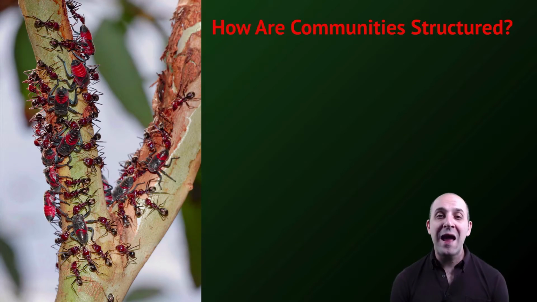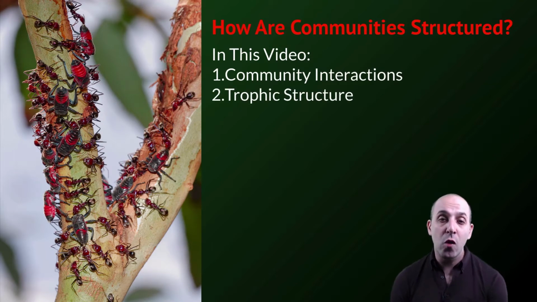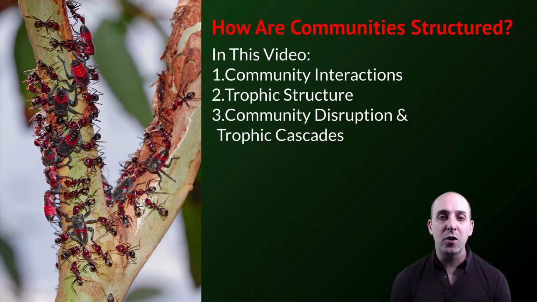We're going to talk about how communities are structured. We'll discuss community interactions and how they contribute to community structure, trophic structure, or the feeding relationships in a community and the effects of those relationships, and finally we'll talk about community disruptions and trophic cascades.